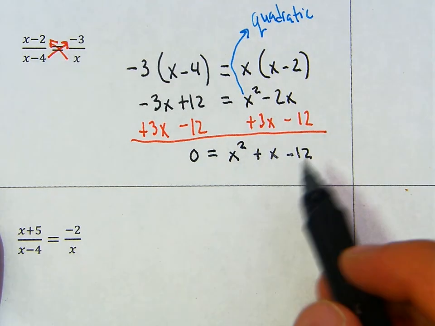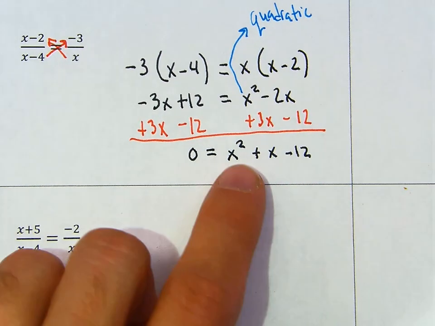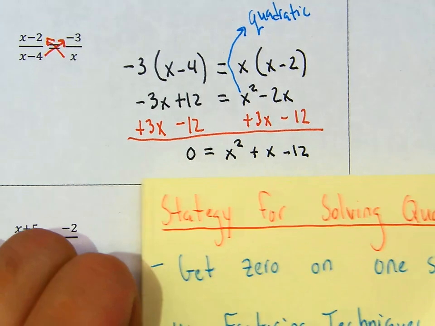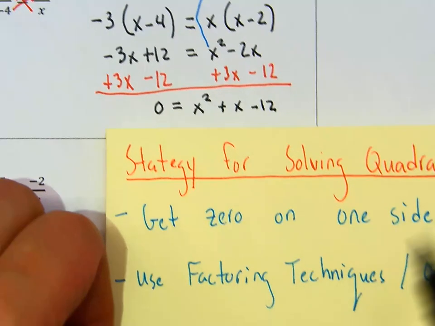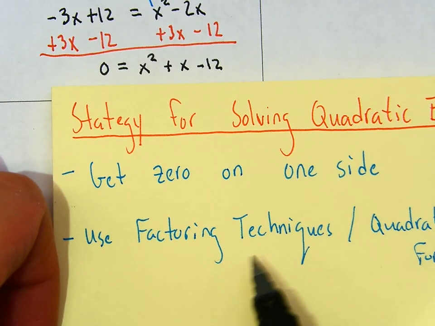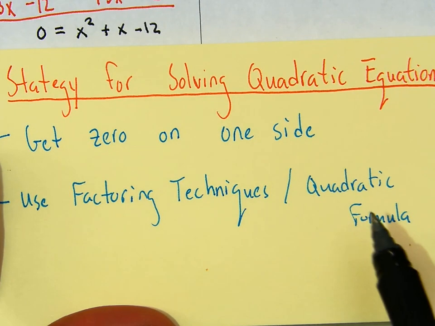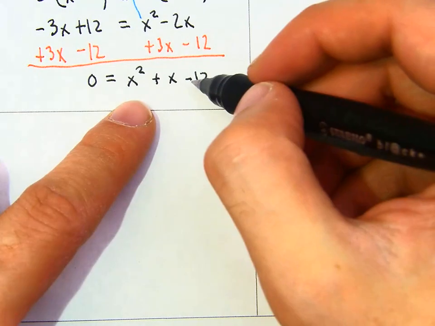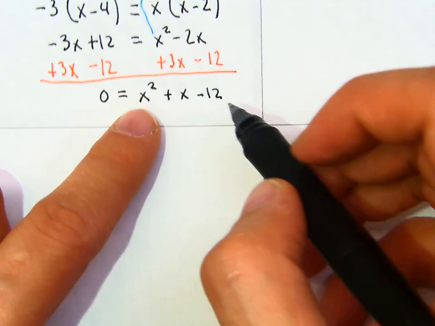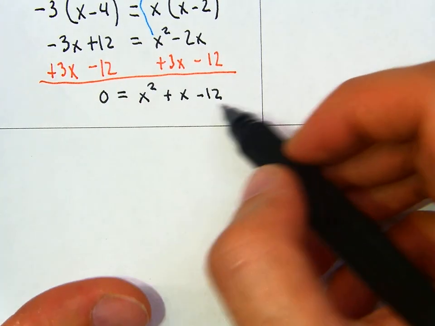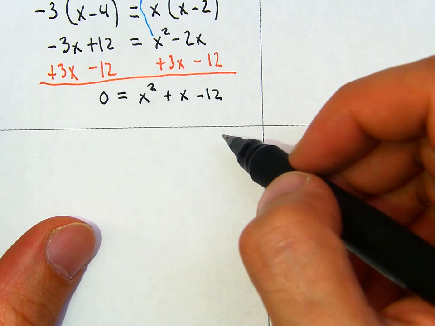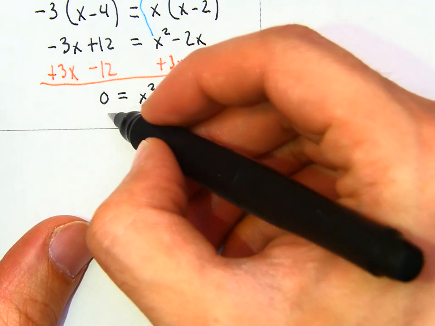Okay? Now once you get to this point, notice that we have 0 on one side. So great, we have 0 on one side. What's the next move? You have to use your factoring techniques and or quadratic formula. So try and do that with this. Can we factor this? Pause the video and try and factor this, if it's possible. Can you factor this? Yes, you can. And let me actually just put it over here.